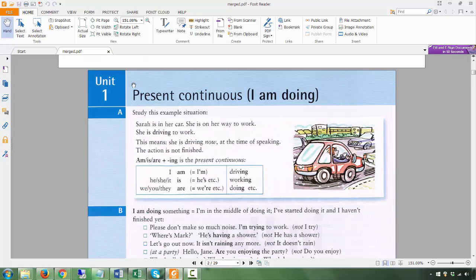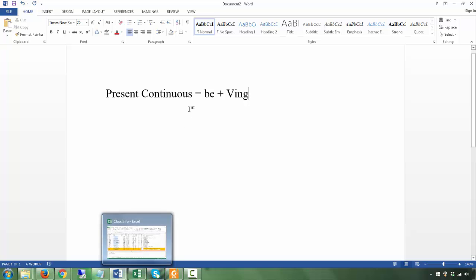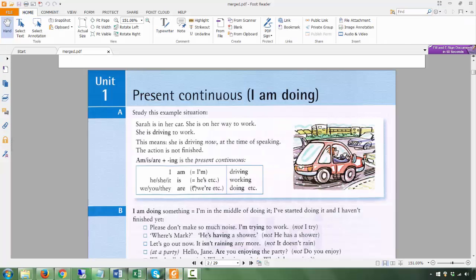Okay, this is the present continuous. The present continuous is basically the be verb plus the verb in ing form. Okay, that is the present continuous tense. Very easy. Be, of course, depends on the subject. For example, if it's I, then the be will be am; he, she, it, is; we, you, they, are; and then the verb in ing.